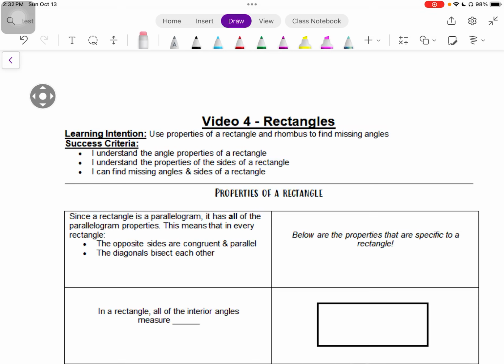All right, our next quadrilateral that we're going to talk about is rectangles. A rectangle is still a parallelogram, right? It is just a special type of parallelogram. It has some additional properties that a parallelogram does not. So again, three things we want to take away from this video: angle properties, properties of the sides, and then finding those missing angles and sides using the properties.